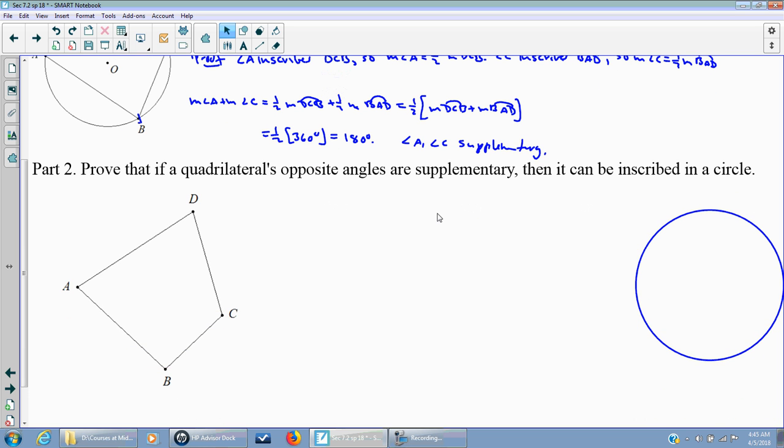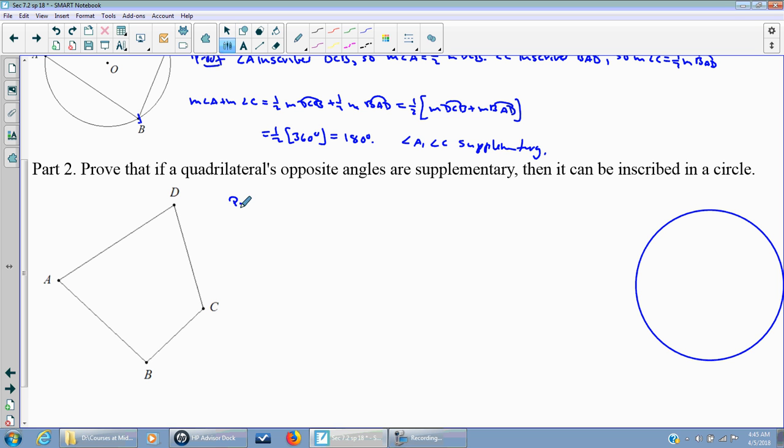Now, part 2. This is a little bit tougher. Prove that if a quadrilateral's opposite angles are supplementary, then it can be inscribed in a circle. I'm going to do an indirect proof on this. I'm going to prove this by contradiction. The proof will not show directly that this is true, but the proof will show that it's impossible for this to be false.